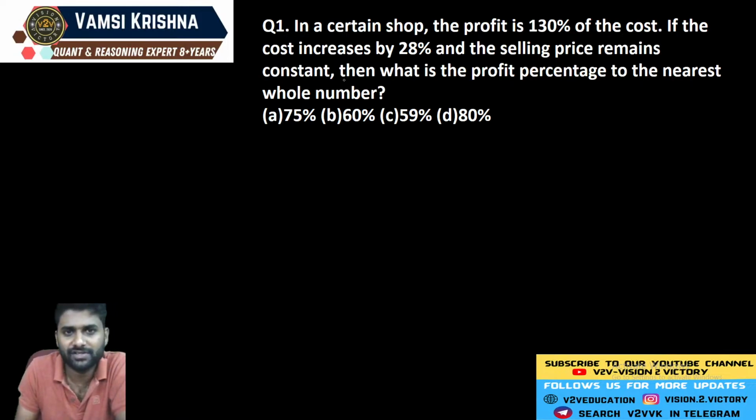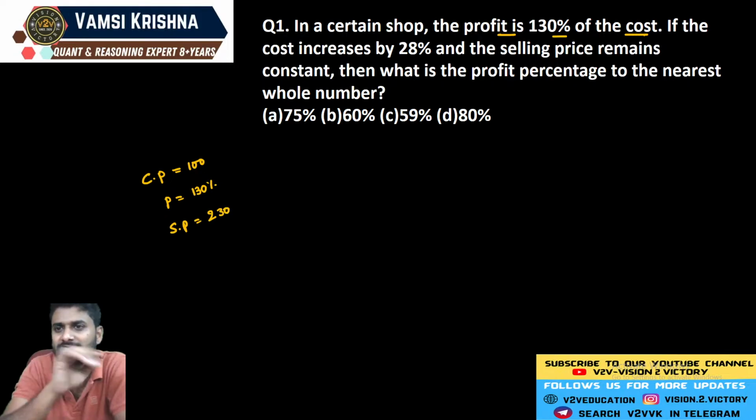Now see the question here. First you should understand that. Here profit is 130% of cost. It means the cost price of the article is equal to 100. Now 130% of profit means definitely the selling price is exactly equal to 230 rupees. So that is the first piece of information. Now they clearly mention that cost is increased by 28%.